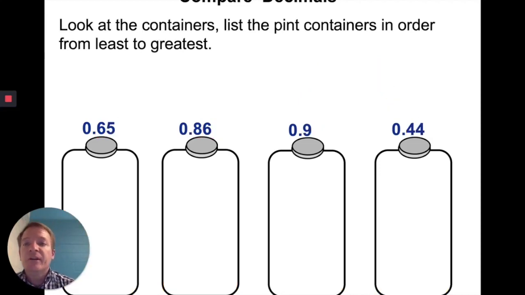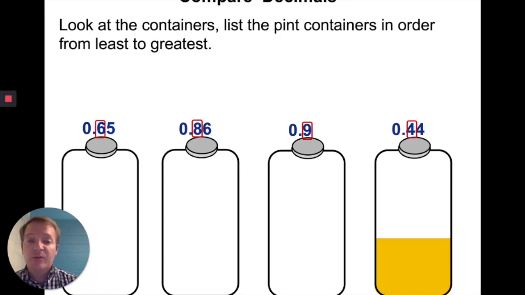Okay, look at this one. Look at the containers. List the pint containers in order from least to greatest. So we flipped it this time. This time we're going from smallest to biggest. So we're still going to look at that number. So we have 6, 8, 9, and 4. Which one of those is the smallest number? It should be 0.4.